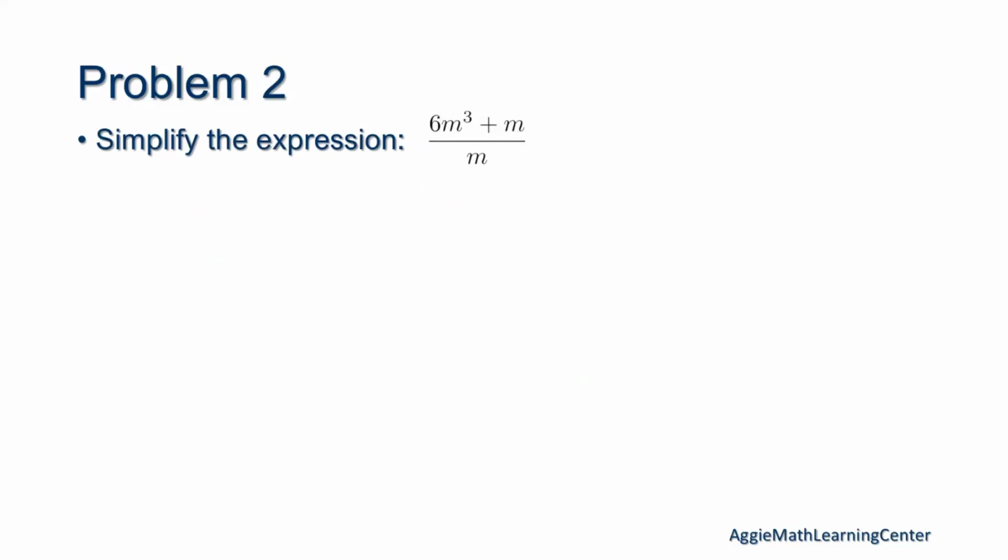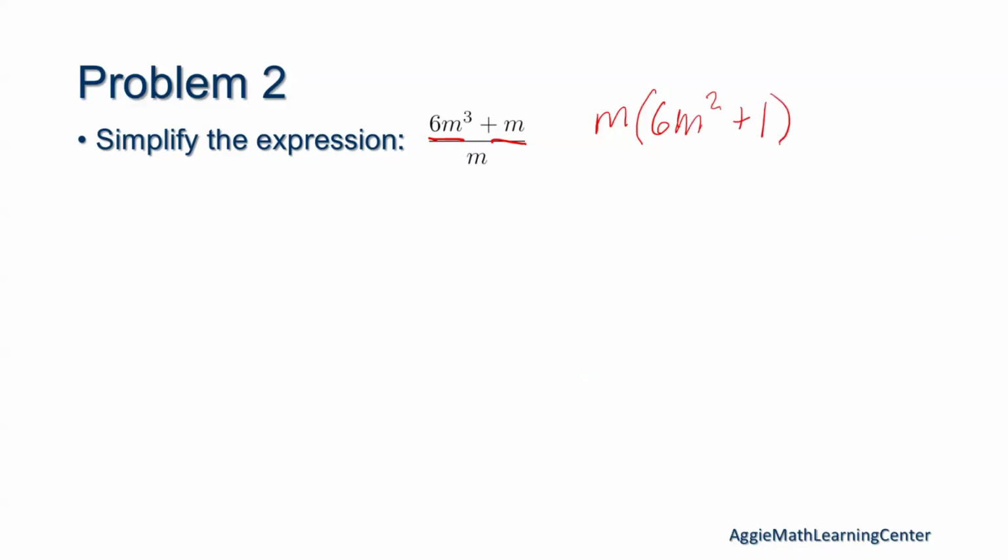Right, so this one is very similar. We first want to see if there's anything we can pull out of the top. As I'm looking at this, I notice that both of these terms have an m in them. So I'm going to pull out an m. That leaves me with 6m squared plus 1.